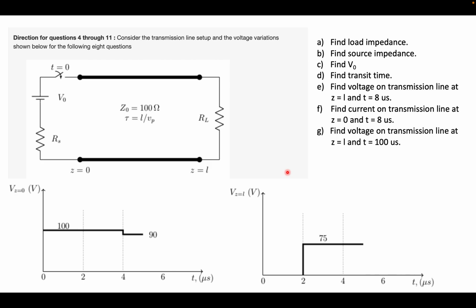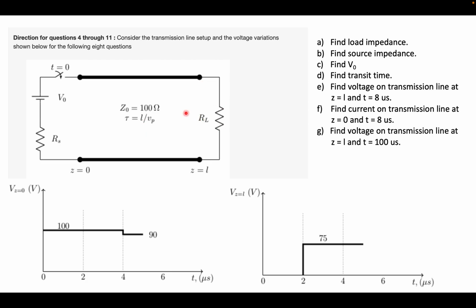Okay, so here this problem is like you have some circuit which is connected by a battery, which has some voltage V naught, and it has some internal resistance RS, right? And then it is connected to the transmission line, which has characteristic impedance of 100 ohm, and it has some transit time, right? And also it is terminated by some load resistance, which is given by RL.